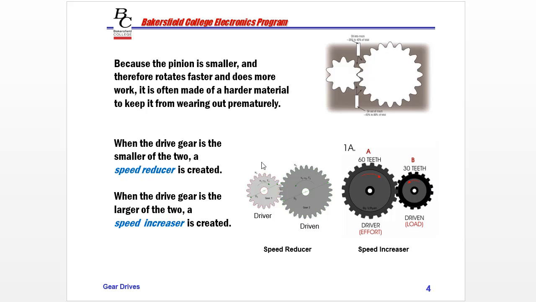So let's look at this. This is a review from the lecture previously on chain drive systems where we talked about speed increasers and speed reducers. So when the driver is smaller than the driven, we have a speed reducer. And we can simply just look at this.